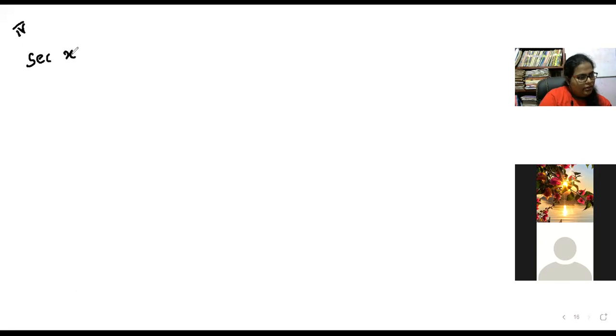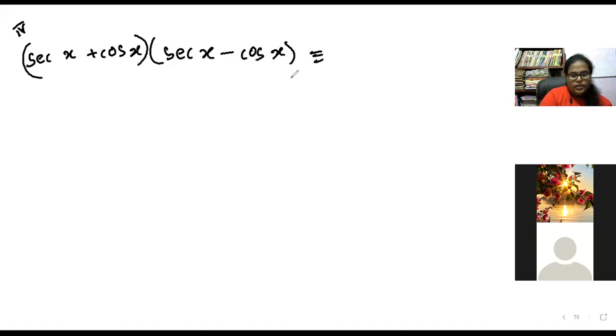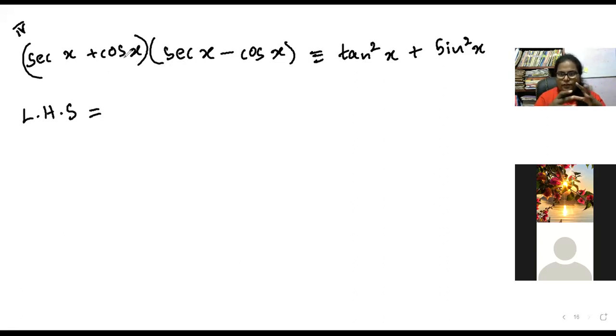Sec x plus cos x, sec x minus cos x is identical to tan square x plus sine square x, right? So we can take this one here. I'm taking the left hand side. Here you can see it is like the factors of two square terms, right? Two factors of difference of two square terms.